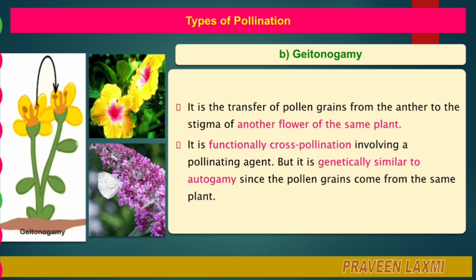It is functionally cross-pollination, involving a pollinating agent. Obviously, for this type of pollination to occur, pollinating agents are needed. But genetically, will it be similar? Yes, it is genetically similar to autogamy. So this type of flower will be genetically similar to autogamy. This type of pollination we call geitonogamy.